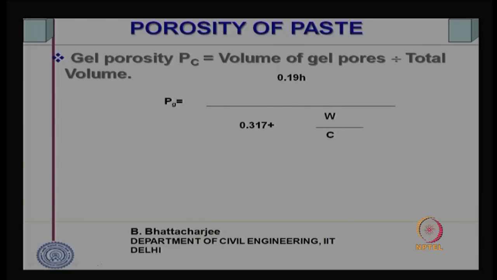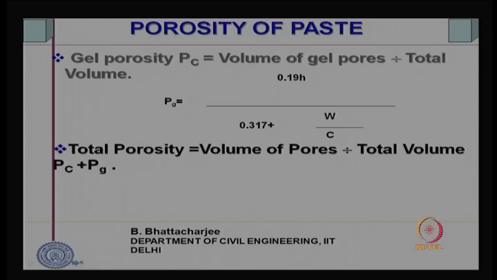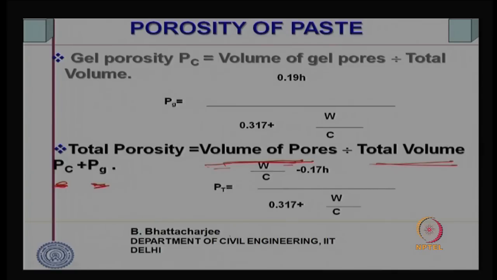If I sum this up now, I will get the total porosity. Total porosity is the volume of gel pores plus capillary pores, divided by the total volume, and this is nothing but the sum of gel porosity plus capillary porosity.